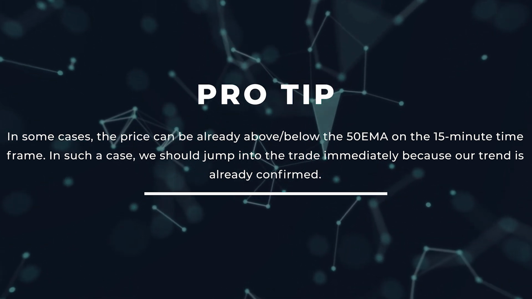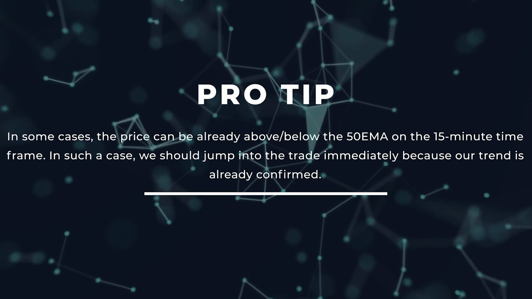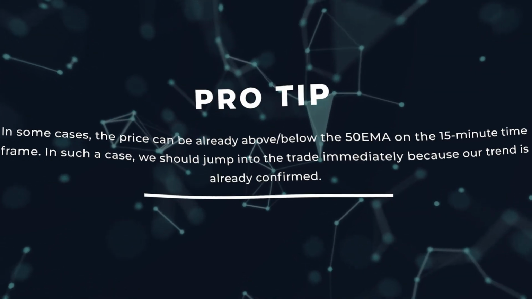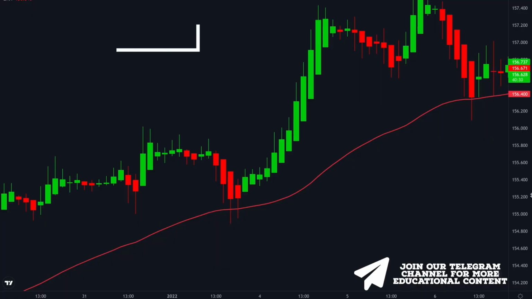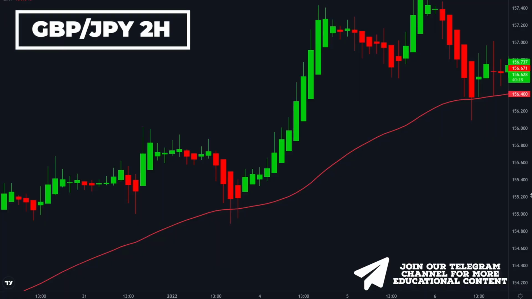In such a case, we should jump into the trade immediately because our immediate trend is already confirmed. As for now, let's see some examples. So here is pound yen on our time frame, and as you can see, the price is above the 50 EMA on the given time frame, meaning that our first step is complete.